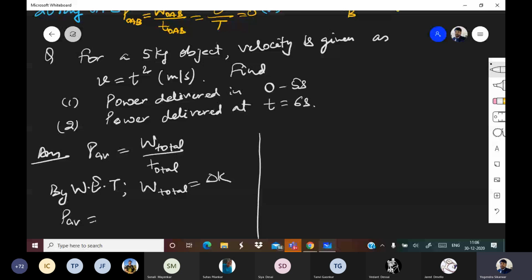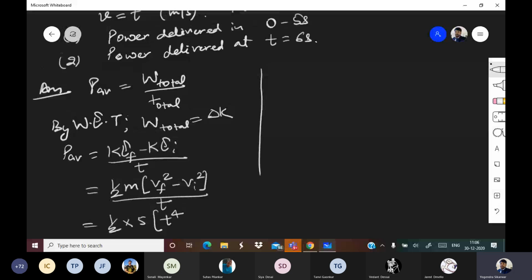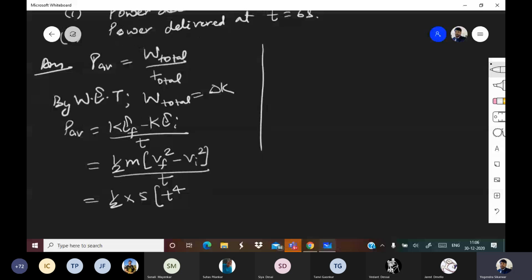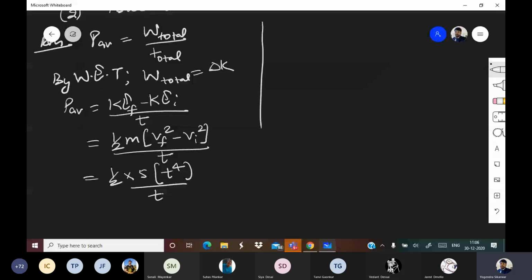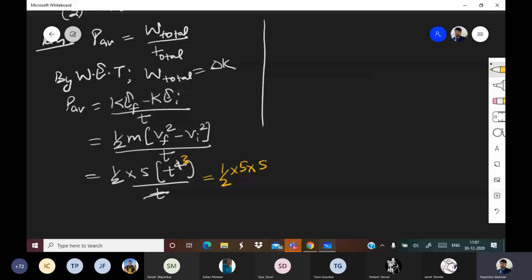So half is half, m is 5, V is given as t square. So t square squared will be t to the power 4. V initial will be 0 because at t is equal to 0 it will be 0, upon t. So one t will get cancelled and this is t to the power 3. That will be half into 5 into t, which is 0 to 5, so 5 cube. So 5 into 5 into 5 into 5, 625 by 2.